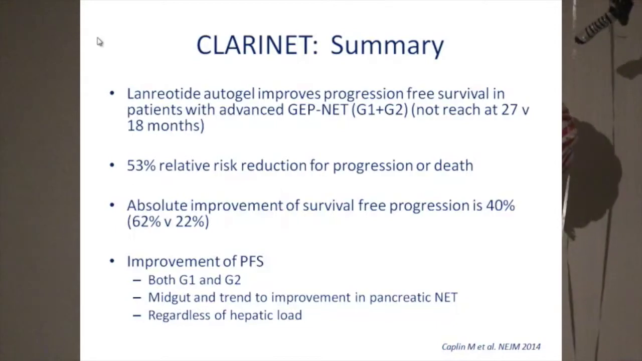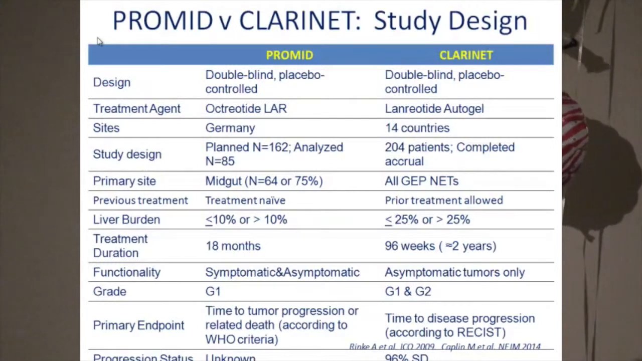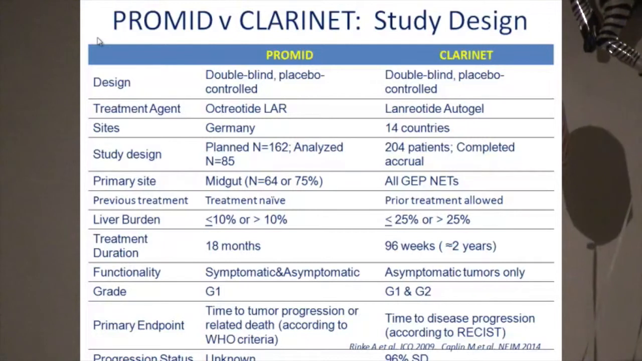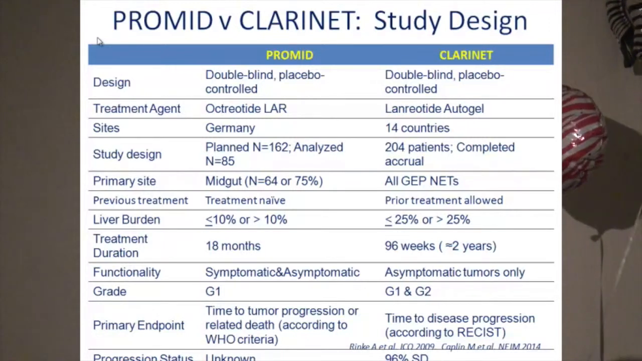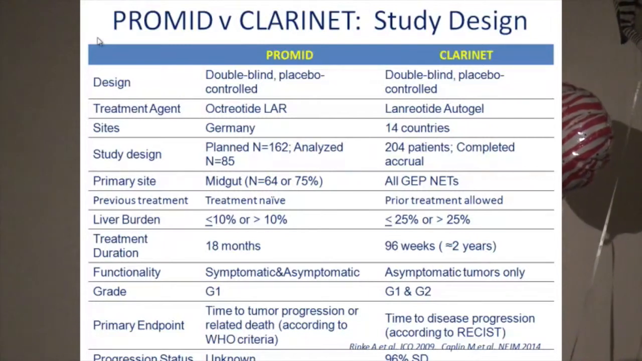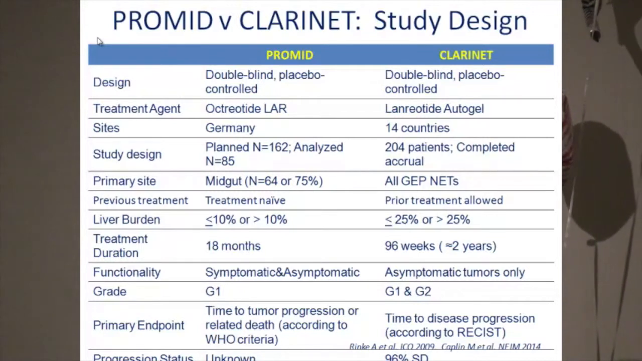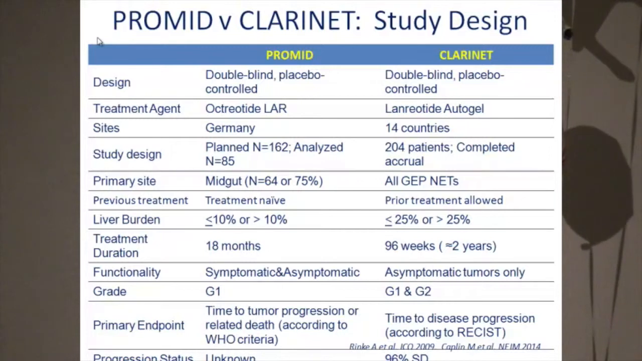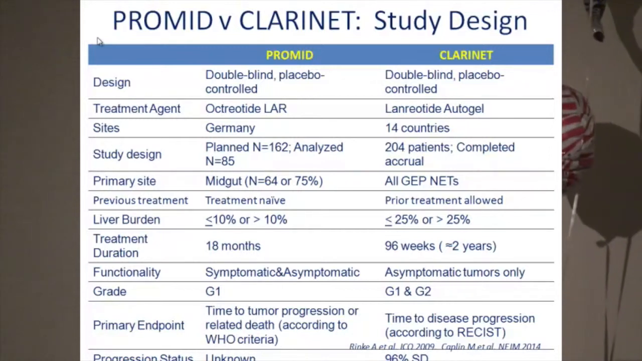So I think the best way to look at the two studies is to see what is relevant here. Obviously, the studies are very different. They are not meant to be compared, but if you look at some characteristics of the studies, you can try to get some interpretation or extrapolation of what group of patients perhaps can benefit from Lanreotide versus Octreotide versus somatostatin analogs in general.